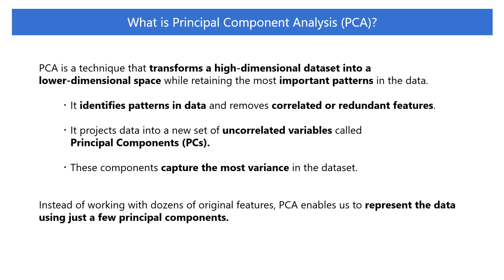PCA is a technique that transforms a high-dimensional dataset into a lower-dimensional space while retaining the most important patterns in that data. It identifies patterns in data and removes correlated or redundant features. It projects data into a new set of uncorrelated variables called principal components. These components capture the most variance in the dataset. Instead of working with dozens of original features, PCA enables us to represent the data using just a few principal components.